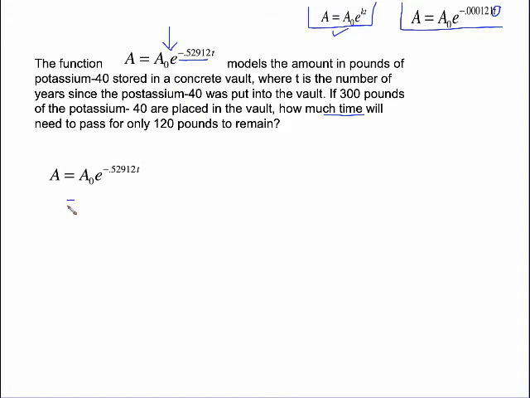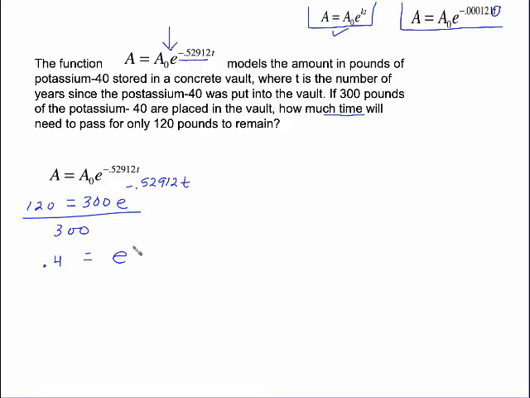A sub 0 is your initial amount. So we're putting 300 pounds in a vault. That's our initial amount. e stays e, negative 0.52912t. And that equals A, which is the amount that's left after this amount of time, and that is 120 pounds. So to solve this, we know we've got to get the e to the power isolated, and we do that by dividing both sides by 300. And this works out to be 0.4.